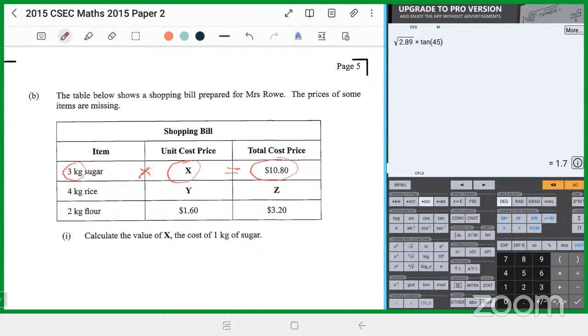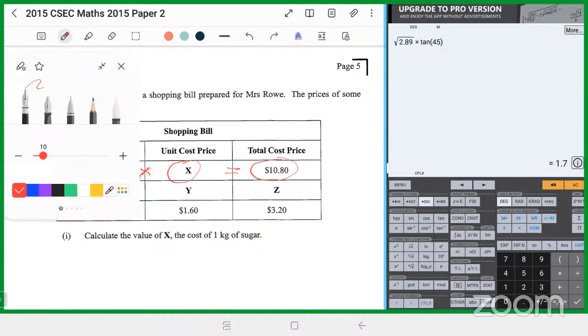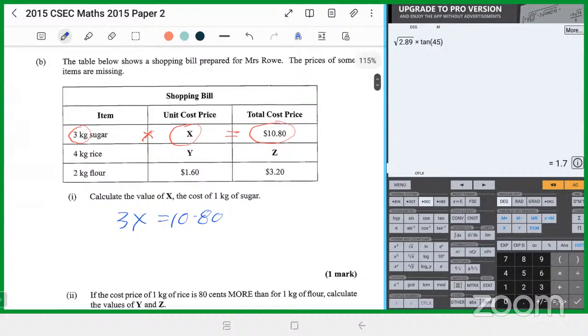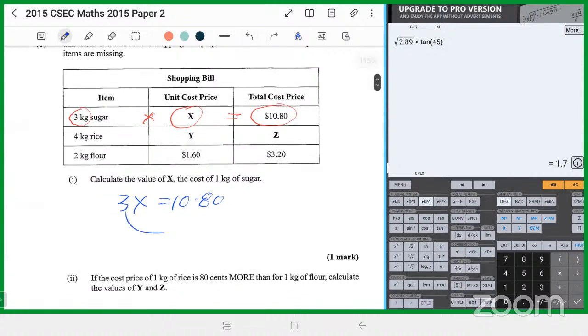That's how it goes for all the values. So in the first case, to calculate the value of x, it's going to be 3 times the x equals 10.80. So we can set that up. 3 times the x. But x is in dollars, and it's cost in dollars, just like this one is in dollars. So we can say 3 times the x value equals 10.80. Then to get the x, we divide by the 3.